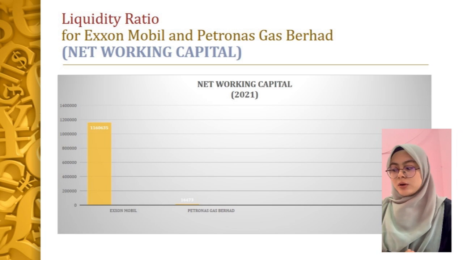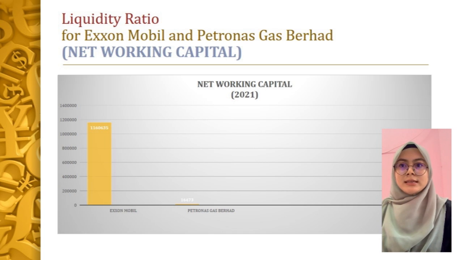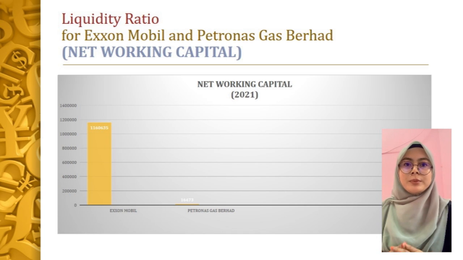So last for liquidity ratios, that is net working capital. Net working capital is a measure of the liquidity of the company. From the graph, Petronas Gas Berhad's net working capital amount is lower than ExxonMobil's net working capital amount in 2021. The difference in amount between both firms is 144,162. Based on the result, this indicates that ExxonMobil is better able to meet its payment obligations as they fall due than Petronas Gas Berhad in the current year.